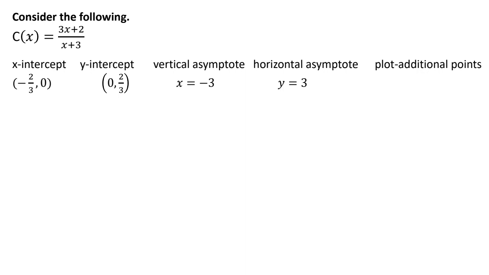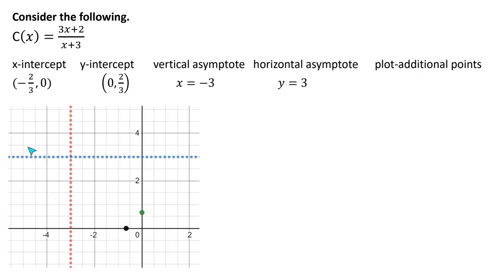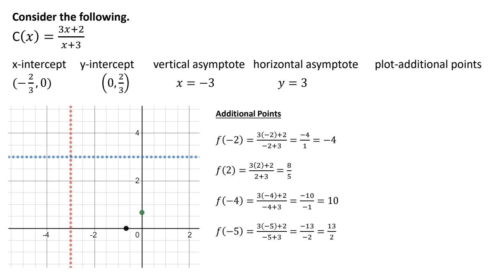If we put everything together, I graph my asymptotes here. My x-intercept is negative 2/3, 0, so right here. And my y-intercept is 0, 2/3. I need to figure out more information, so we're going to plot some more points. You want to choose points that you feel will help you finish this graph. We're going to need some points on the left side over here, and maybe a few more on the right side so we can know how it's behaving.